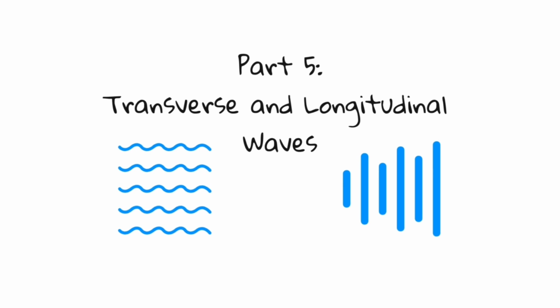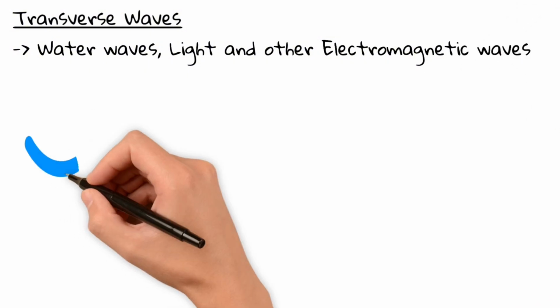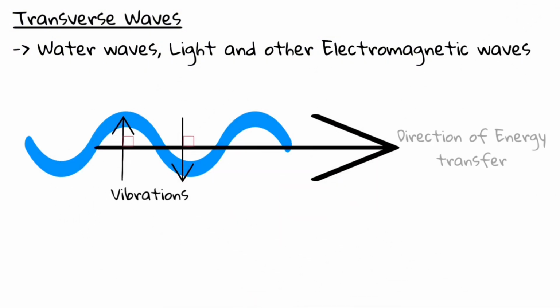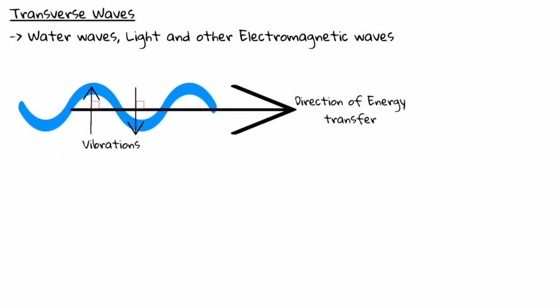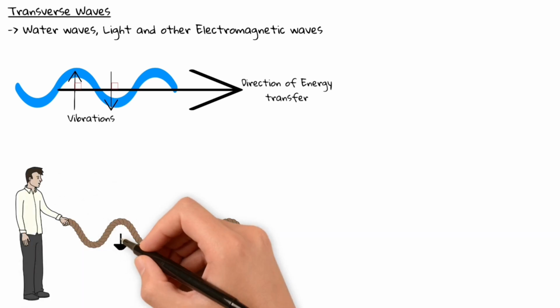Waves like water waves, light waves, and electromagnetic waves are transverse. That means the vibrations are perpendicular to the direction the energy is moving. Imagine a rope being flicked. The rope moves up and down, but the wave travels forwards.